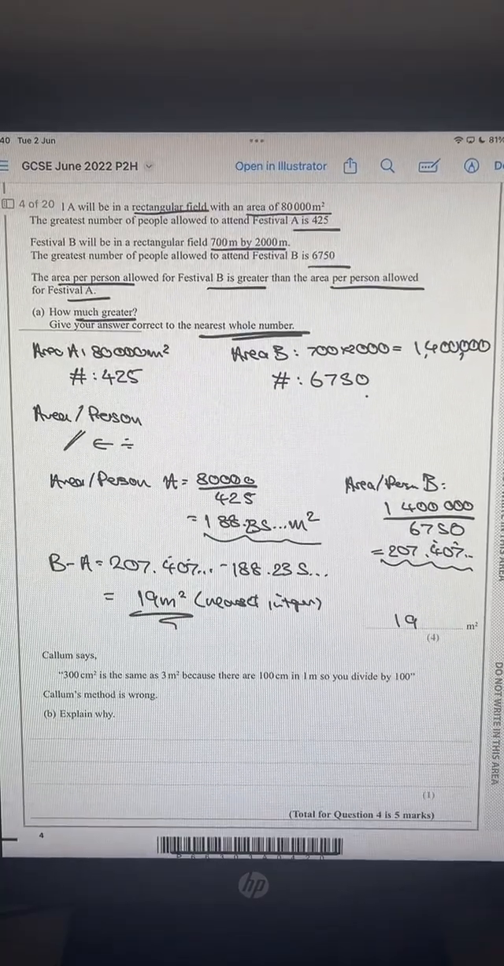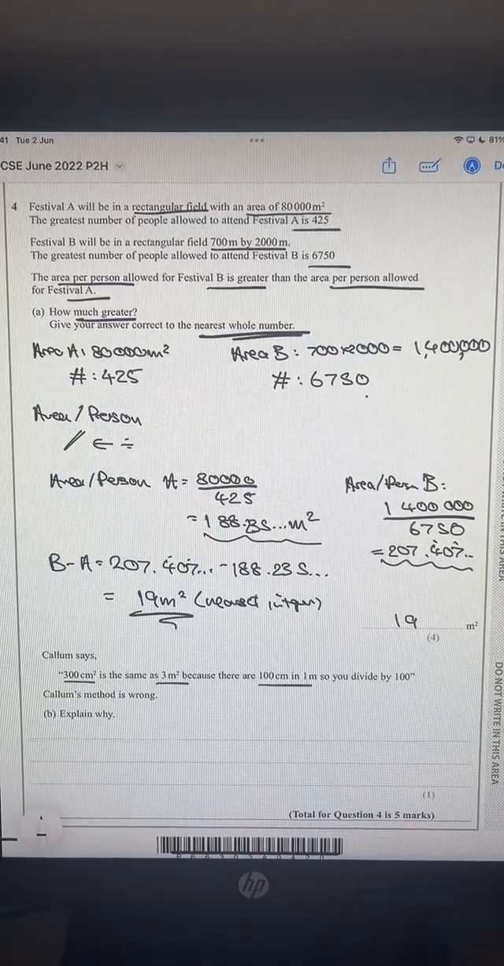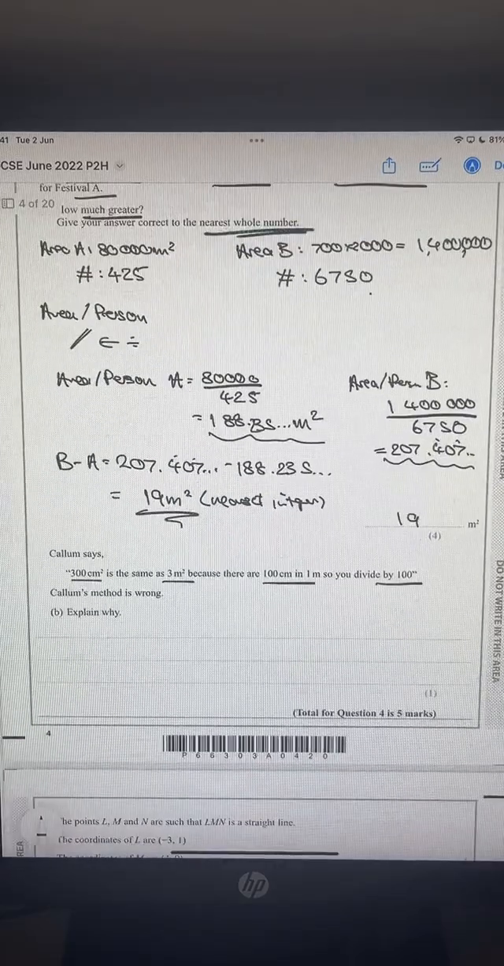Okay, cool. Part B, they always like this sort of question where you have to prove someone wrong. They always have someone saying something wrong in a maths paper, and then you just have to say why they're wrong. So call them out. Callum says 300 centimeters squared is the same as 3 meters squared because there are 100 centimeters in 1 meter, so you divide by 100. All of you should be able to clearly see why that is quite blatantly wrong.